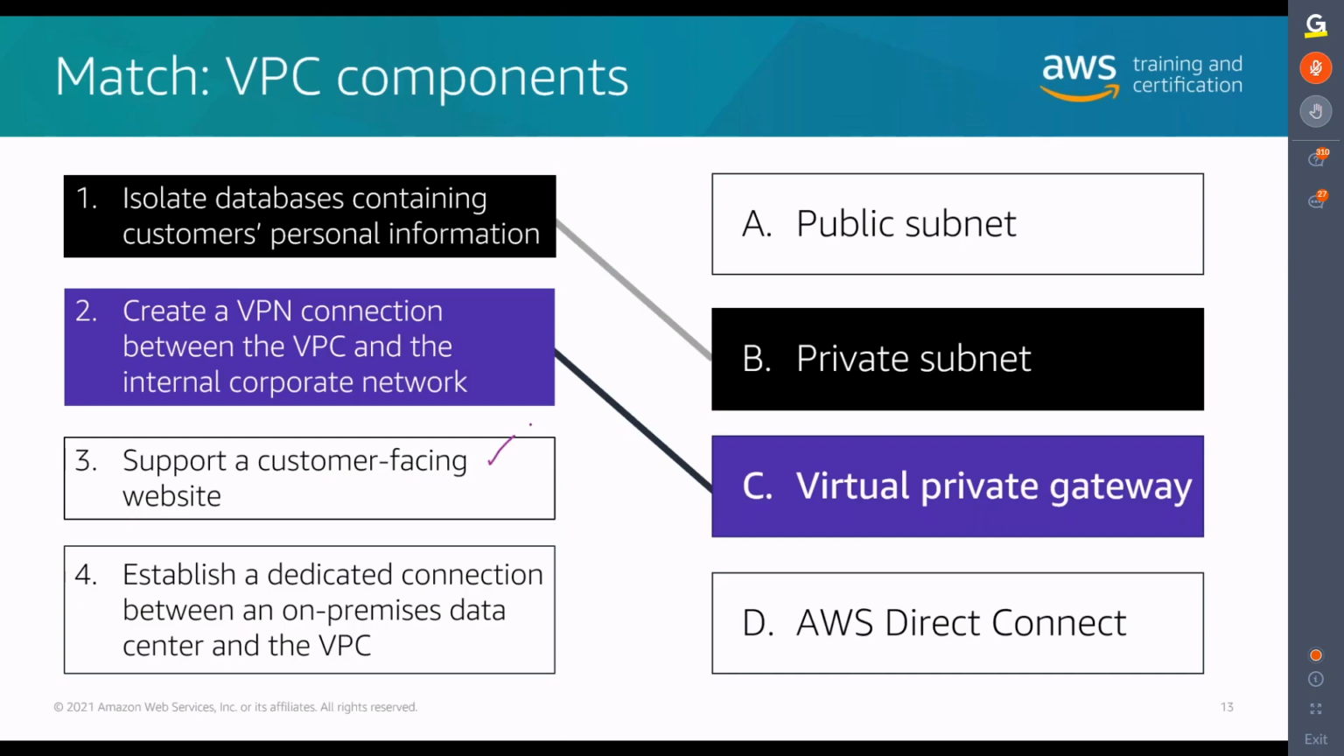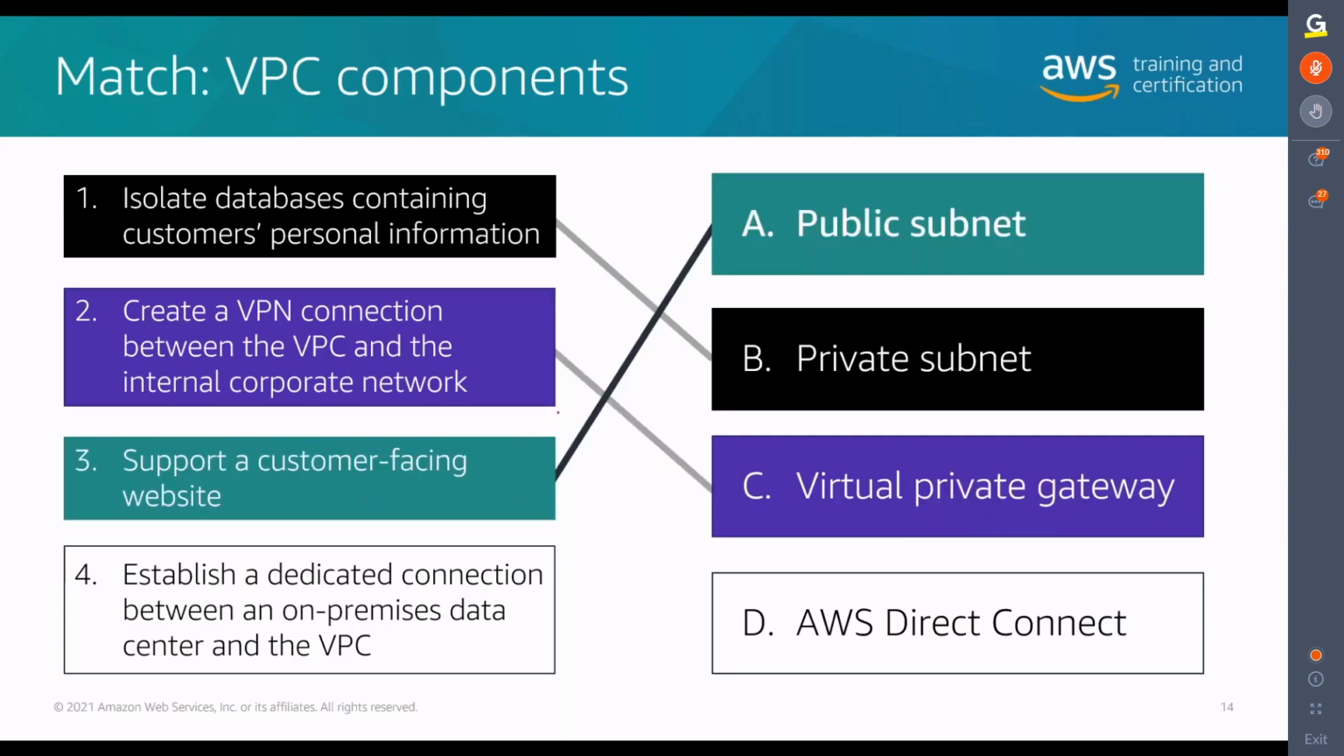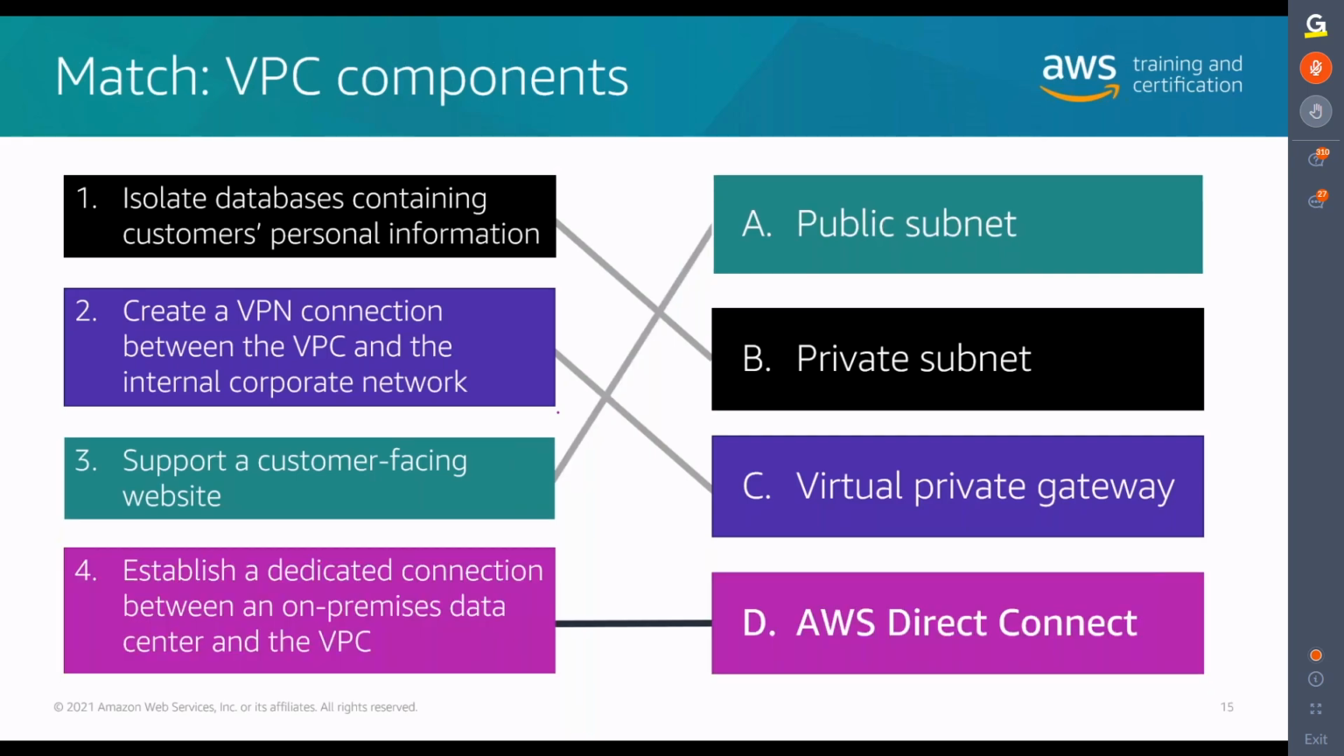All right, support a customer-facing website. We're down to A or D now. Would you use A for a customer-facing website or D? I'm starting to see some answers come in. It looks like A is the popular answer. Well done. If you answered A, you are totally correct. And then, of course, by process of elimination, I don't think we have to even answer the last one. But to establish a dedicated connection between an on-prem data center and the VPC, we would use Direct Connect, a dedicated WAN link. So that one will be D.